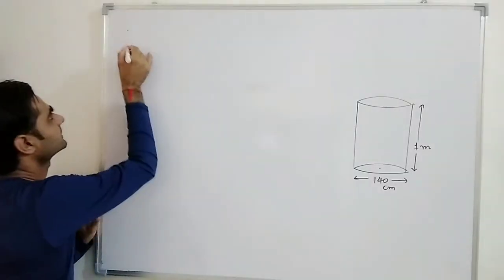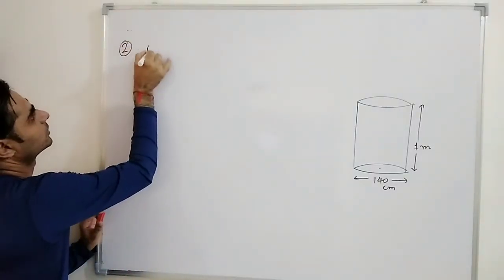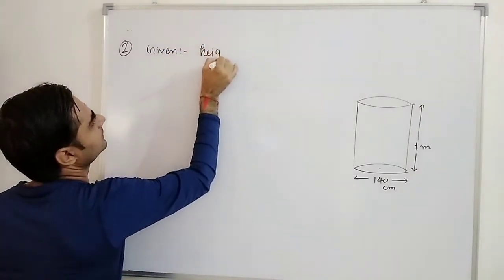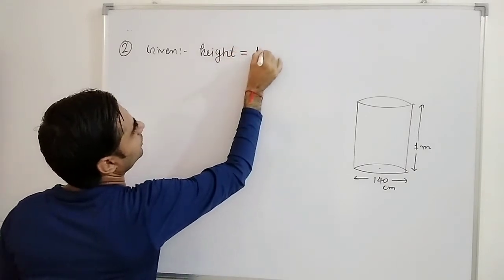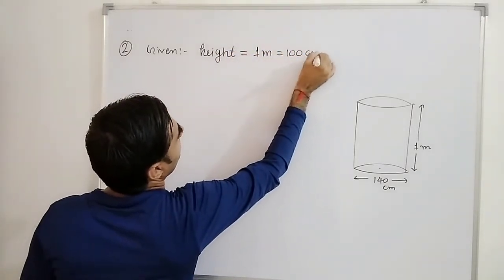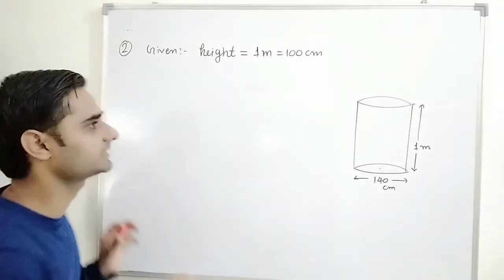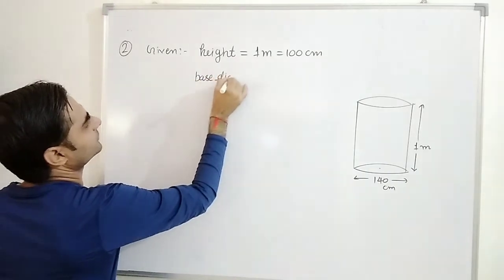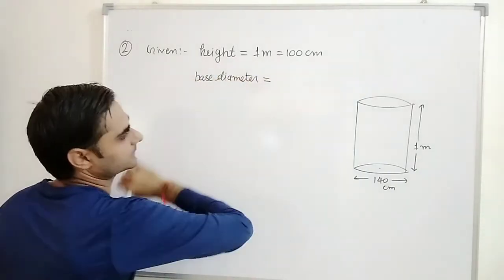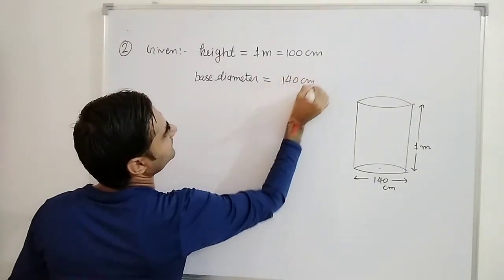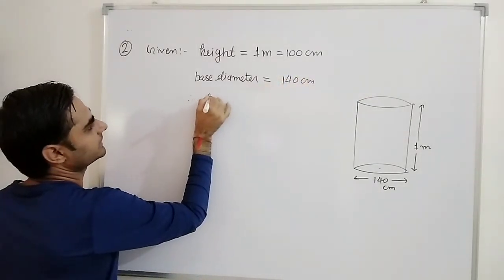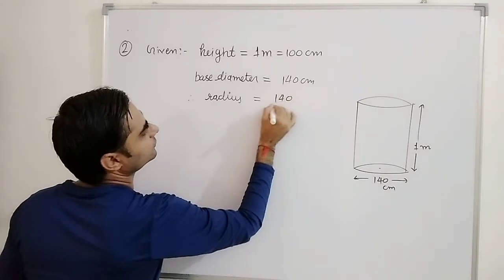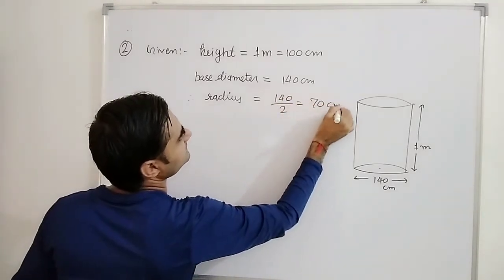First of all, let's see what is given. Solution number 2. What is given? First of all, given height. Height is equal to 1 meter, or we can say 100 centimeter. 1 meter is equal to 100 centimeter. Next one is base diameter. Base diameter is equal to 140 centimeter. So radius will be equal to 140 divided by 2 means 70 centimeter.